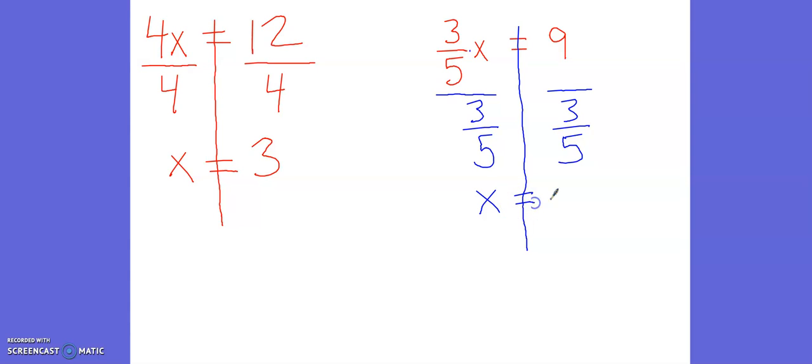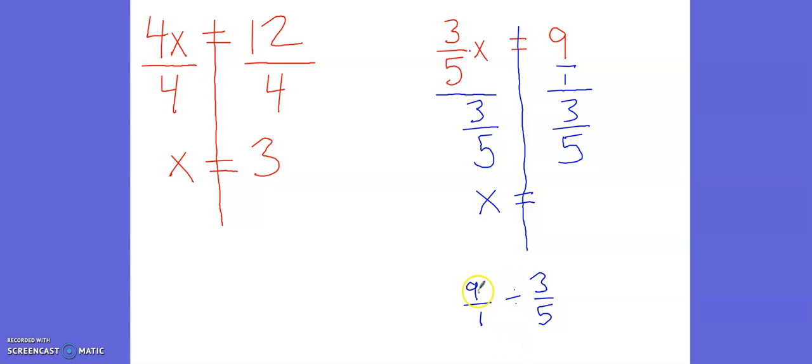Equals. Whoa, what is going on here? Technically, this is 9 over 1 divided by 3/5. So I can do that down here where I have some space. 9 over 1 divided by 3 over 5.